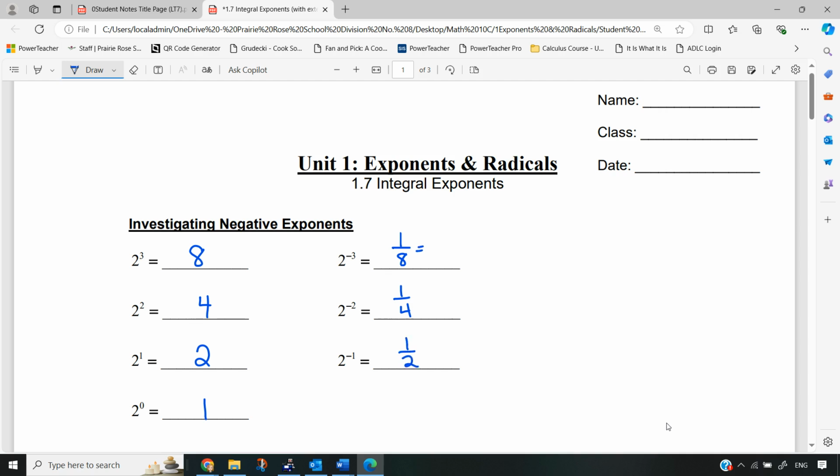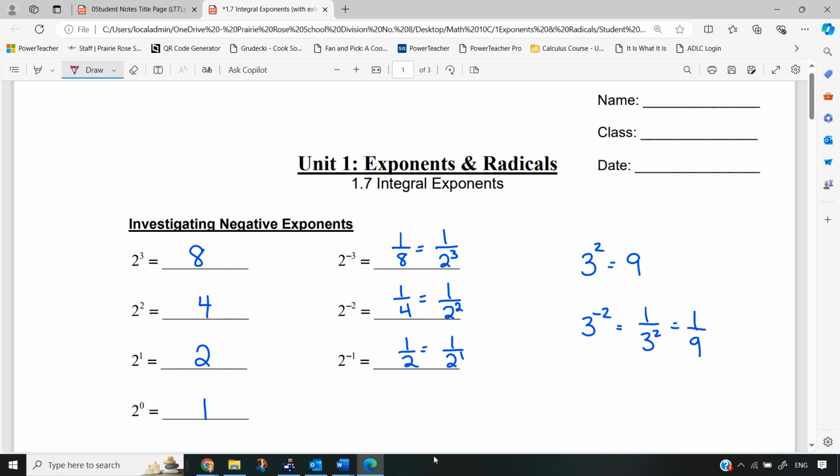Now if we look a little bit further, 1 over 8 would also be the same as 1 over 2 cubed. 1 over 4 would be 1 over 2 squared, and 1 over 2 is the same as 1 over 2 to the 1. So when I have a negative exponent, all it's asking me to do is change the position that my base is in. So for example, if I had 3 squared, that would be 9. If I had 3 to the negative 2, that would be 1 over 3 squared, which is 1 over 9.